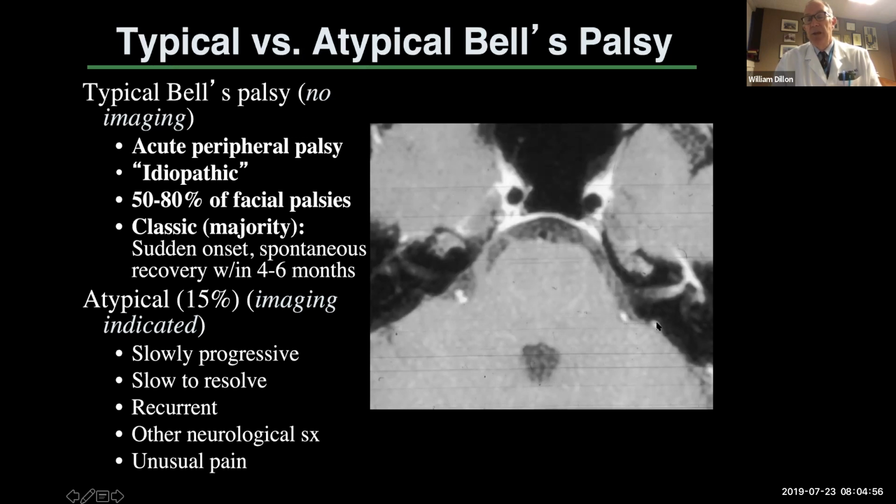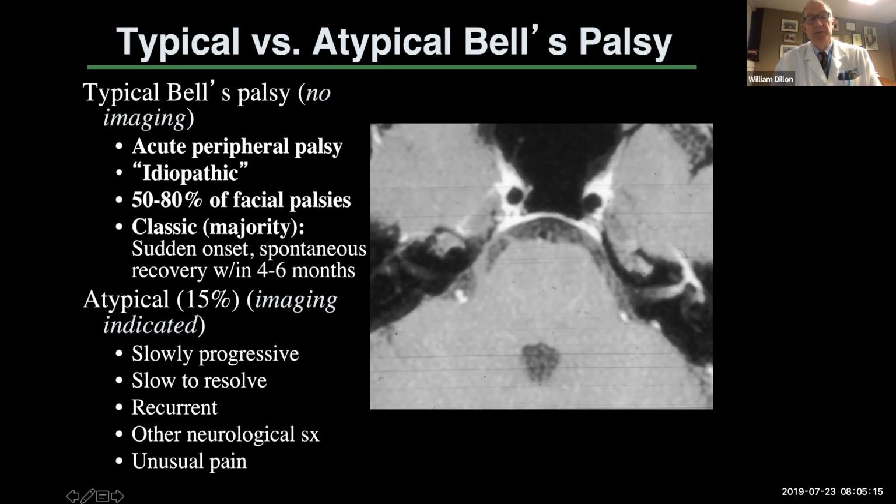This is an axial post-gad T1-weighted MR scan. And this is Bell's palsy, 50 to 80% of facial palsies. The classic presentation is a sudden, acute, spontaneous facial palsy recovering within several weeks to months.